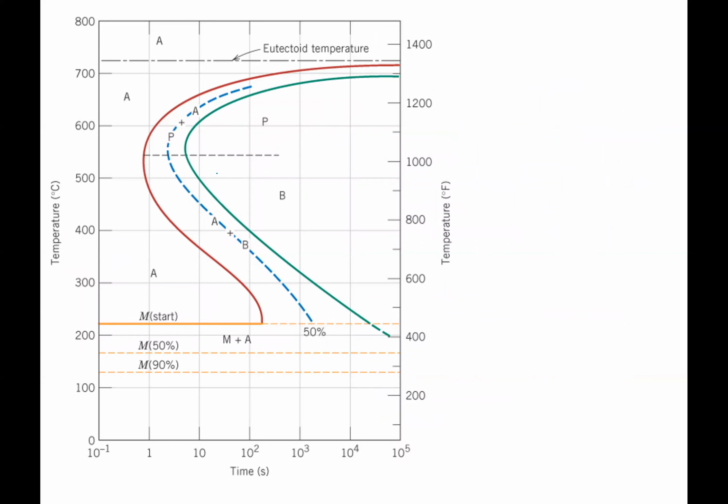All right, so what we're going to do, I'm going to take a little break here. And when we come back, we're going to take a look at this TTT diagram, and we're going to see how to form some various microstructures and how to come up with some different processing routes to get some various microstructures.